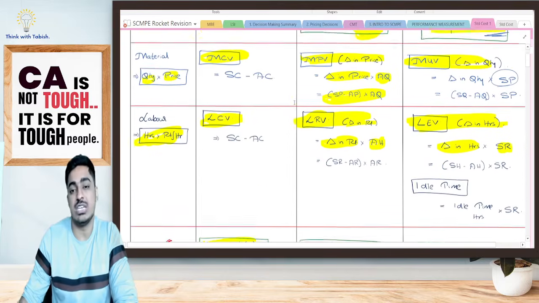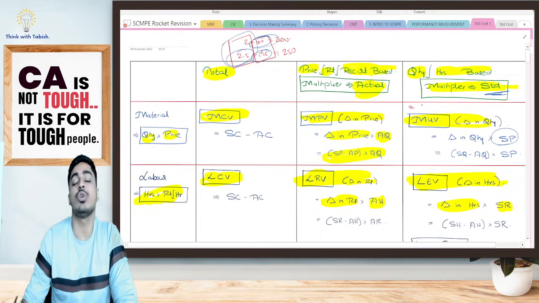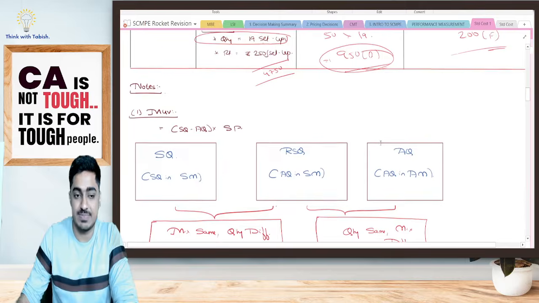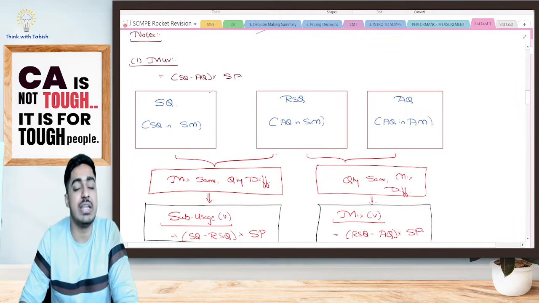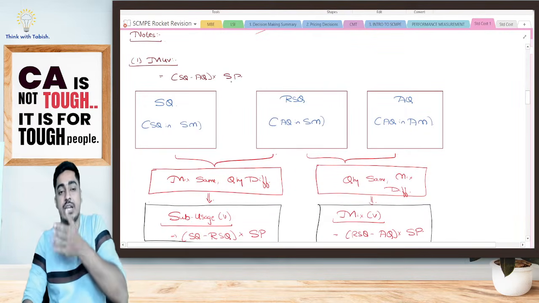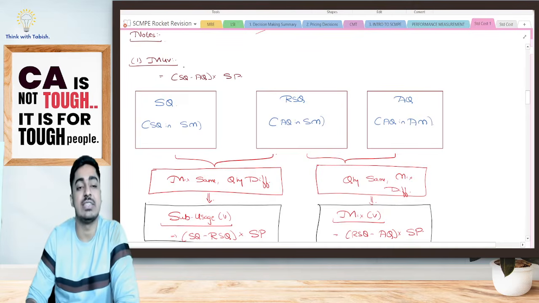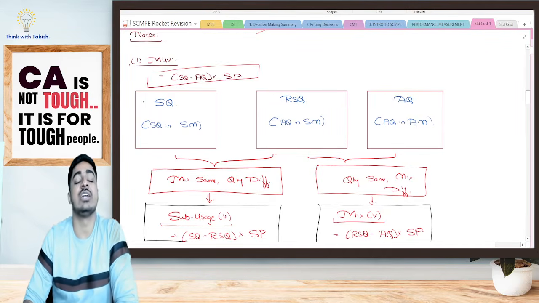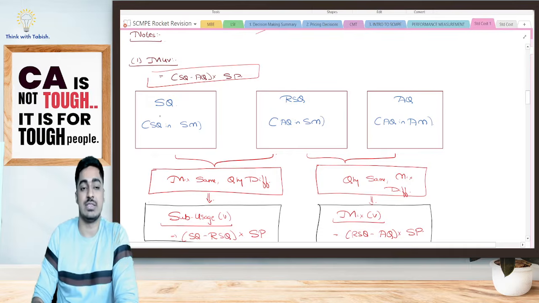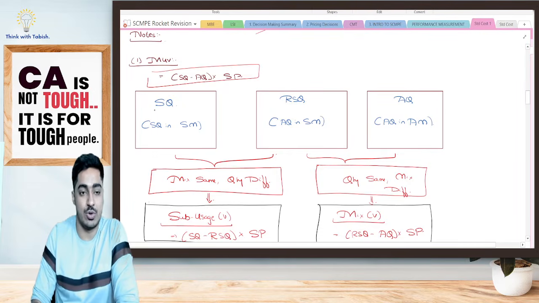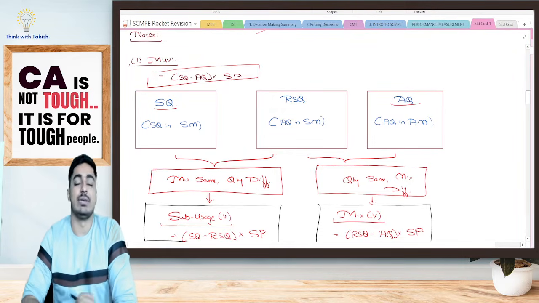Material usage variance. Sometimes if I am having two or more than two materials, I can further analyze. Firstly, what is the structure of my material usage variance? It is my difference in quantity, converted into value, multiplied by standard price. It is nothing but standard quantity minus actual quantity into standard price. So I'll write standard quantity, actual quantity.